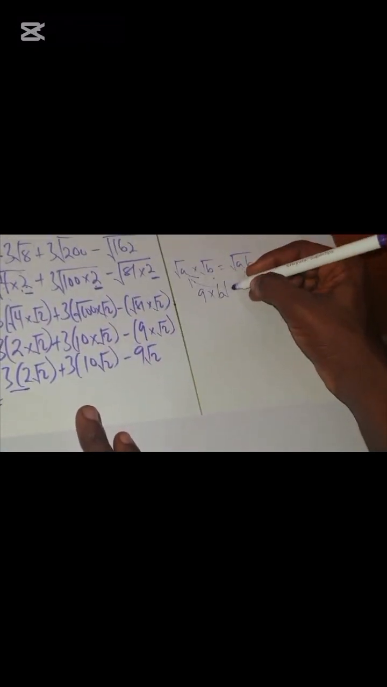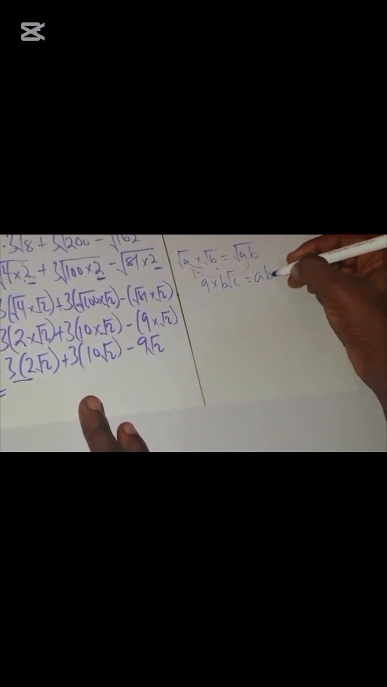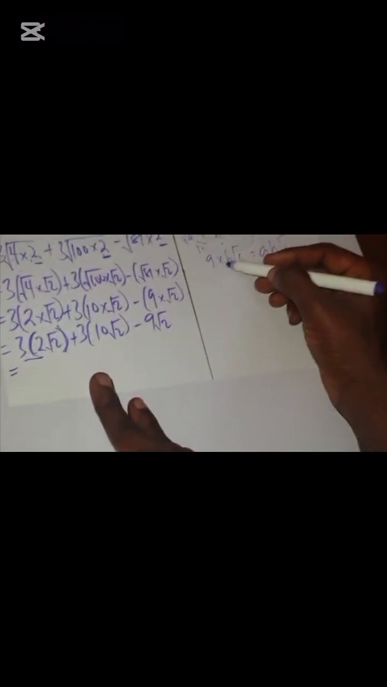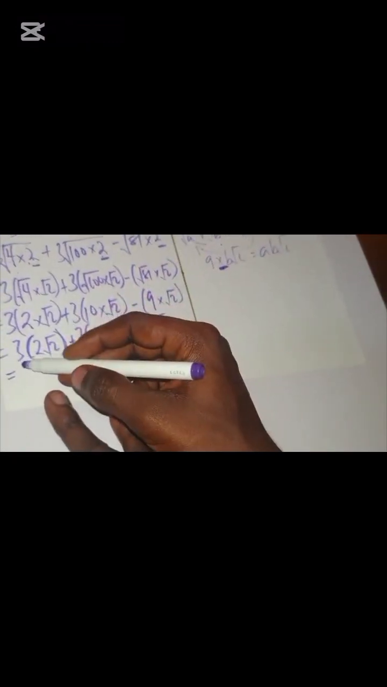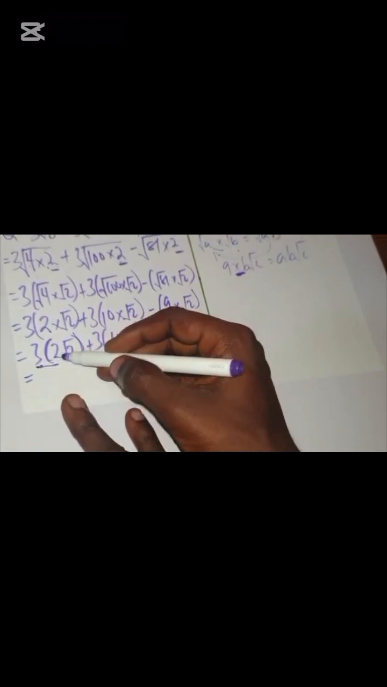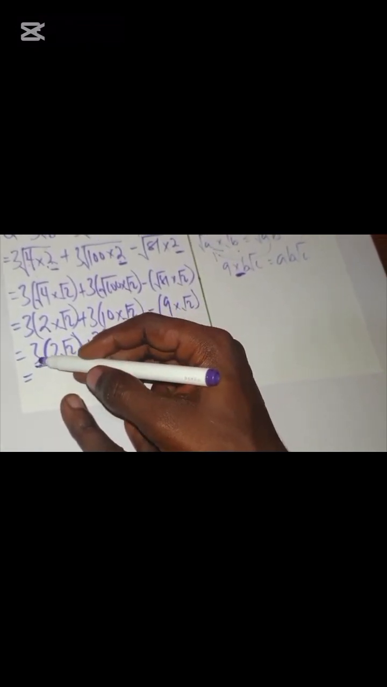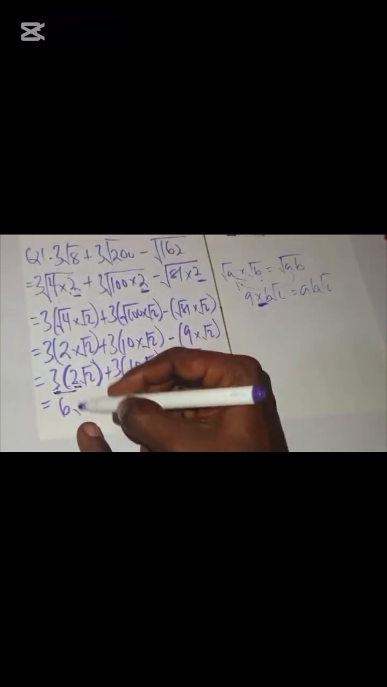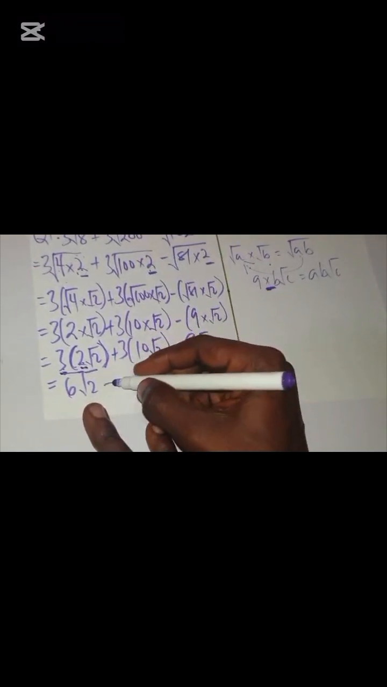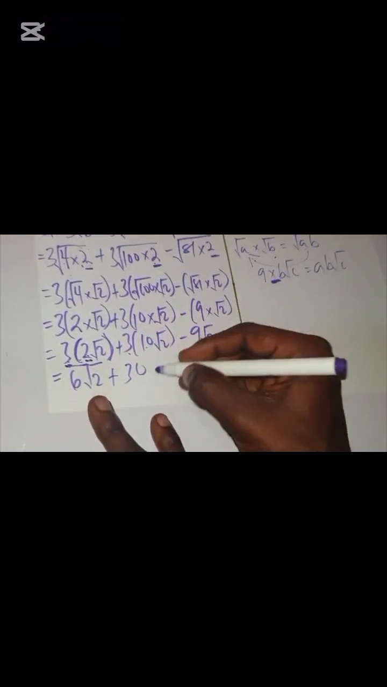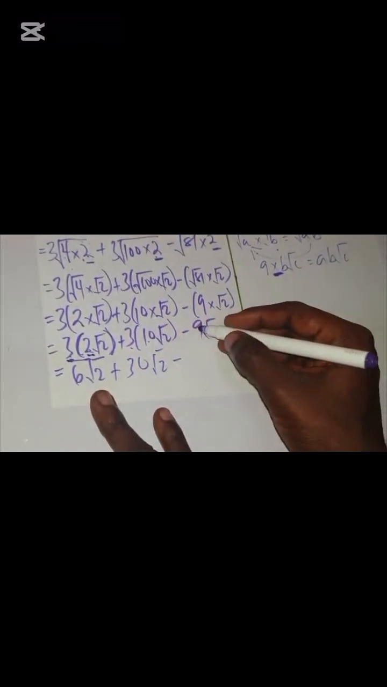And in this case, we also apply another rule. A times B root of C gives AB root of C. So in this case, the bracket plays the role of the multiplication sign. So 3 here plays the role of A and 2 B. So just 3 times 2, 6 root of 2 plus 3 times 10, 30 root of 2 minus 9 root of 2.